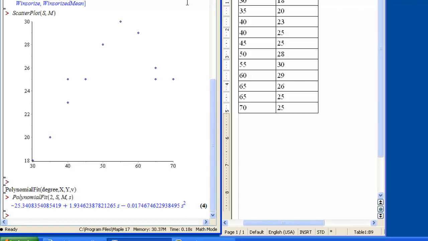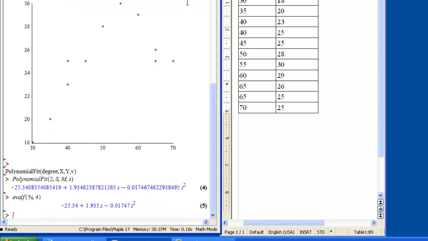Just like when we were doing the linear modeling, if you want to cut down the number of digits in each of the coefficients there, you use evalf, and you could copy-paste the whole polynomial in there, but since that polynomial was the last thing evaluated, we just reference it with percent and tell it to round everything so that it has 4 digits. And there's that polynomial with the coefficients rounded off.